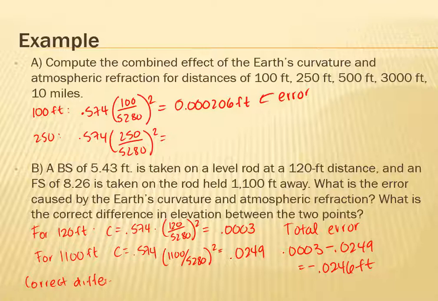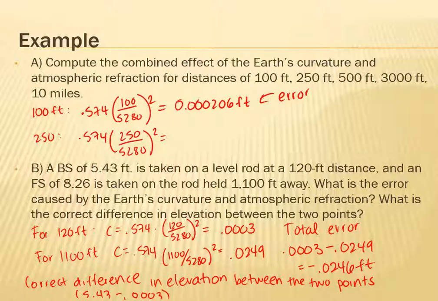So the correct difference, let me write it down. The correct difference in elevation between the 2 points is going to be 5.43 minus 0.0003 is equal to 8.76 minus 0.0249, which is equal to negative 3.3054. Okay? Does that make sense?